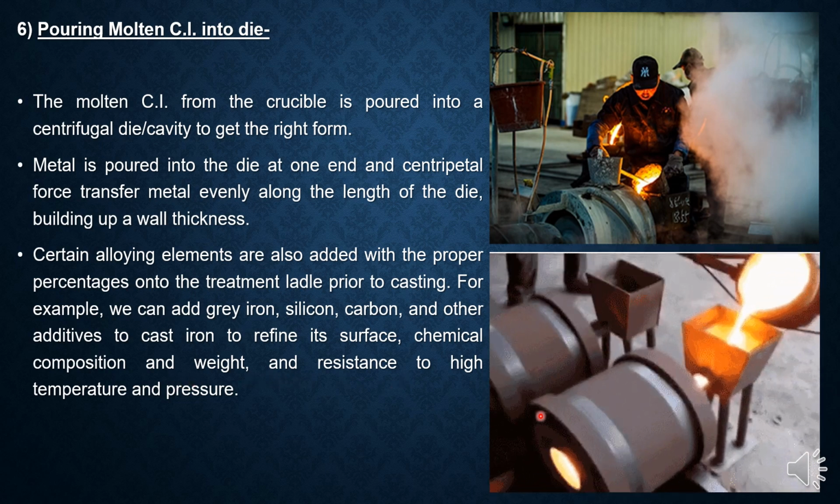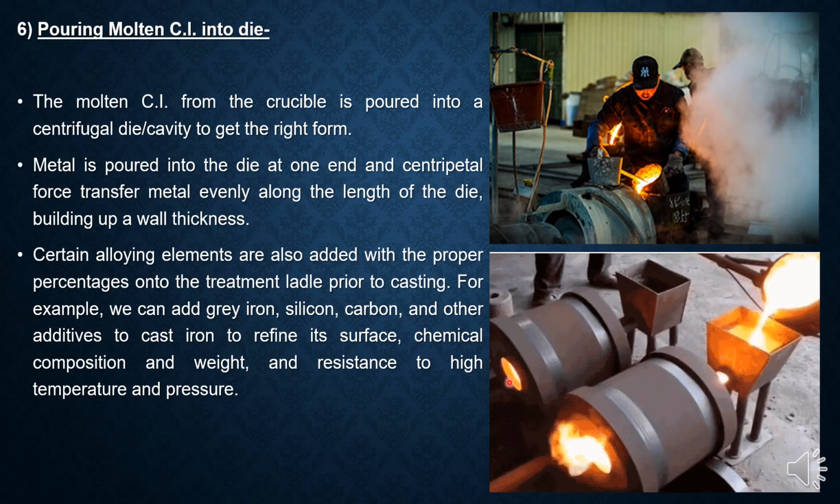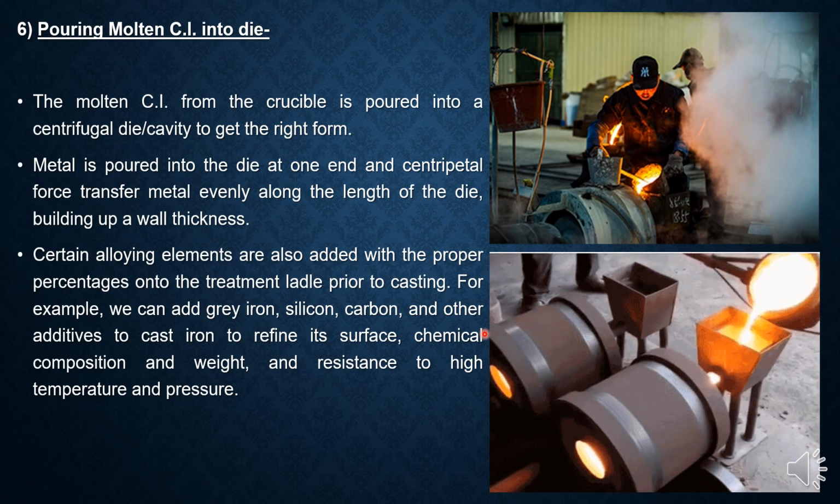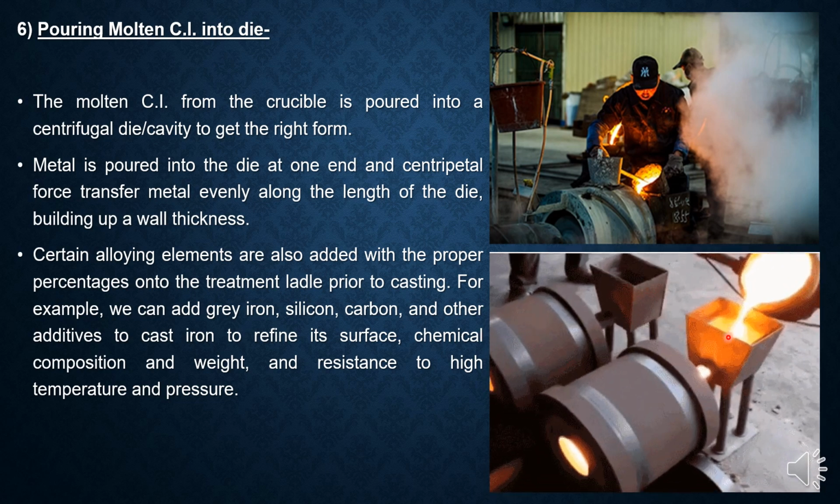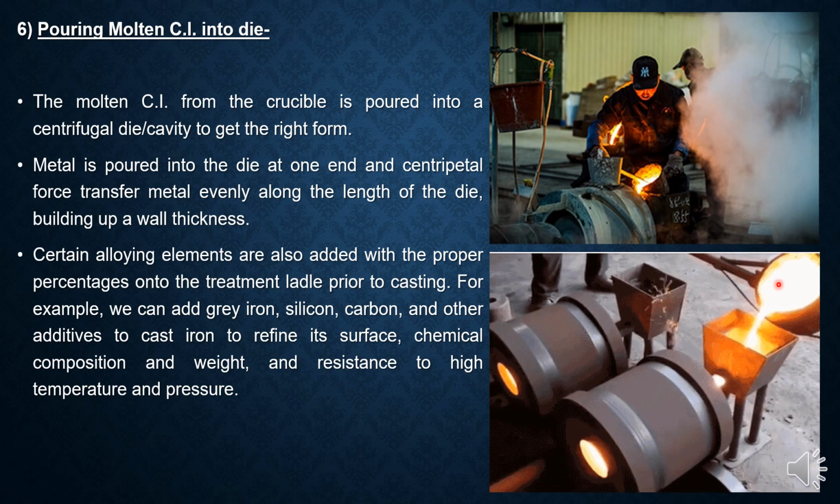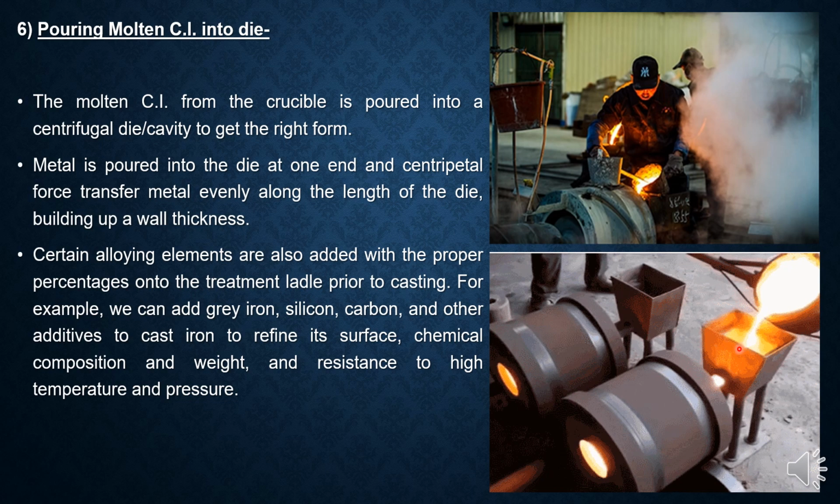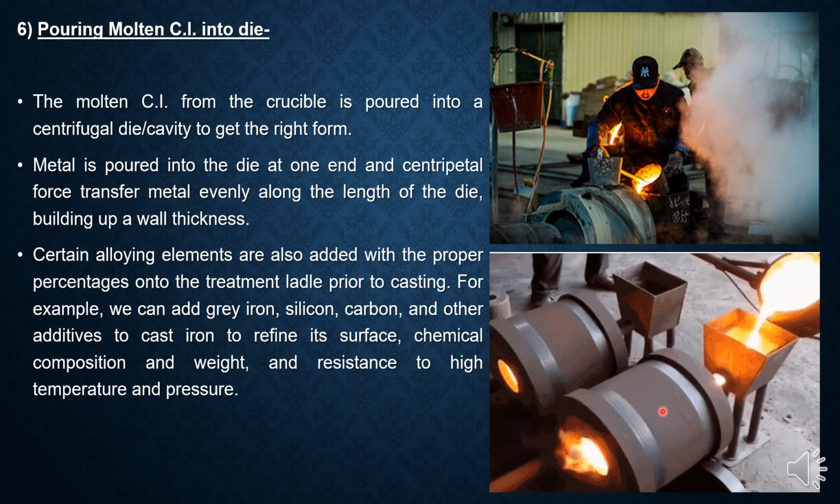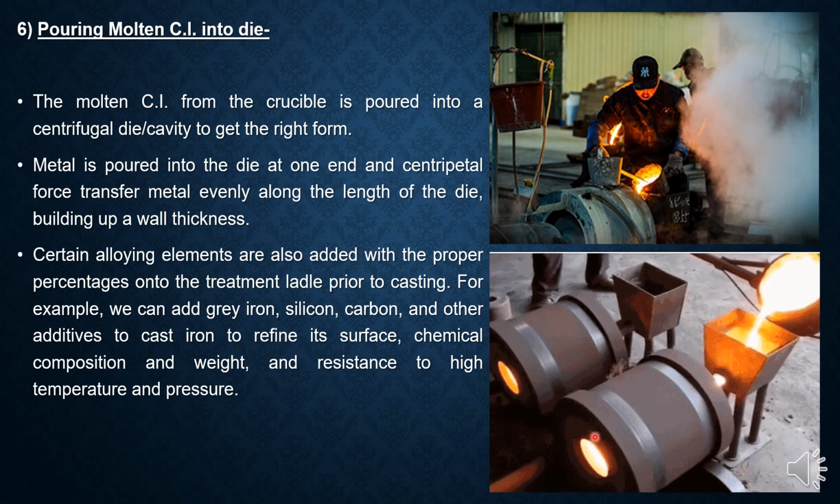So you can see here, this is nothing but the container in which, or we can say it is our die, or we can say it is our mold. This is the crucible in which our molten metal is present. This molten metal is poured in this tank through which it is passed to the die. You can see this molten metal is passed through the even length of the die.